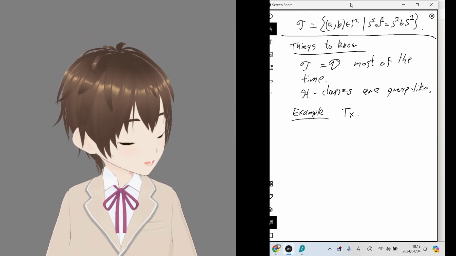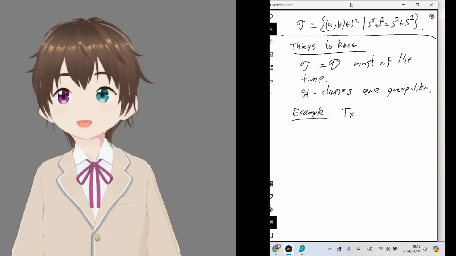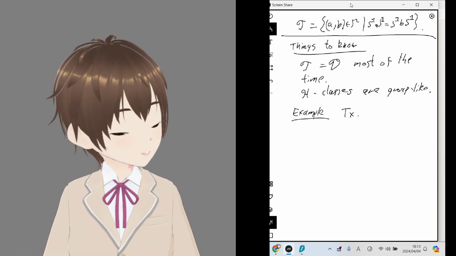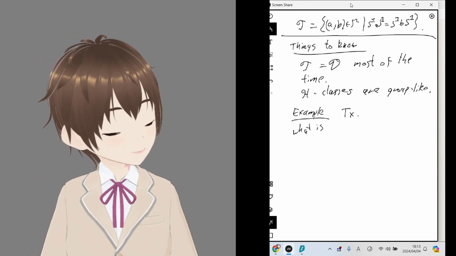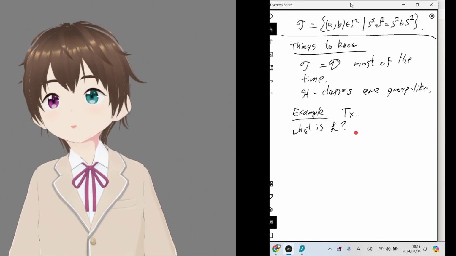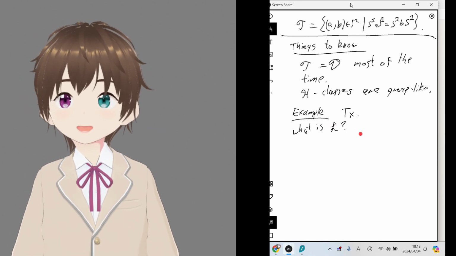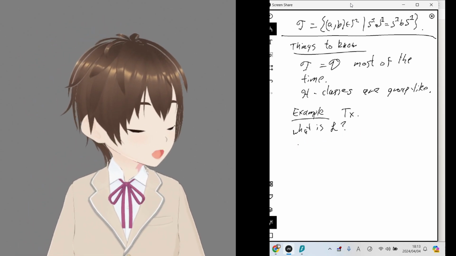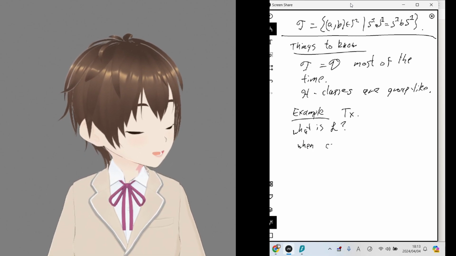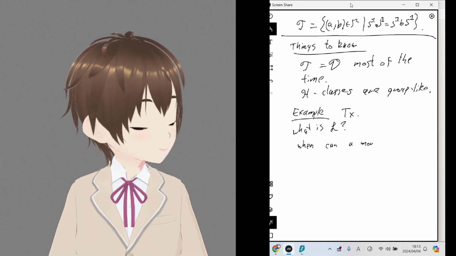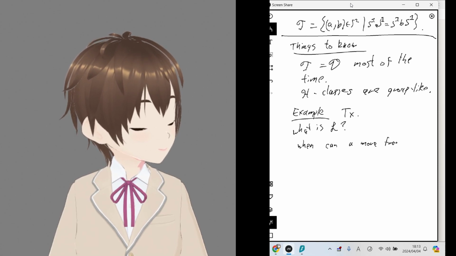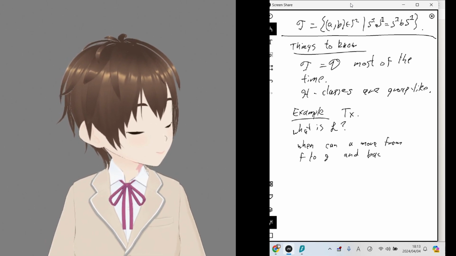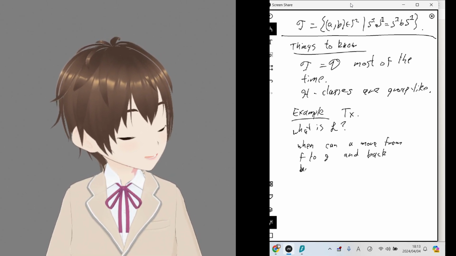Okay. So what are the Green's relations? First let's look at L and R, because all of the relations except J are defined in terms of L and R. So what is the L relation? The L relation says which functions I can get between by multiplying by functions on the left. So when can I move from, say, f to g and back by multiplying by stuff on the left?